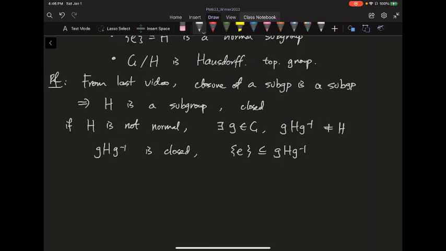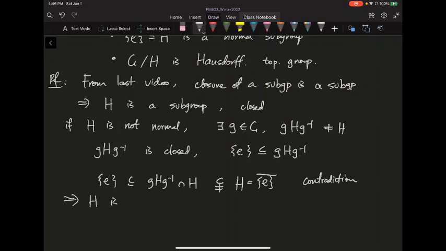Okay, so what do you do then? Well, now you have something that's smaller than H. Okay, so you get E is contained inside gHg^{-1} intersect H, but this is strictly smaller than H. But your H is supposed to be the closure of the singleton E. Okay, so this is supposed to be the closure, the smallest closed subset containing this E. So, well, that's a contradiction. Okay, so there we have a contradiction. So we have that gHg^{-1} has to be H. Okay, so H is normal. Okay, so that's the end of this corollary.